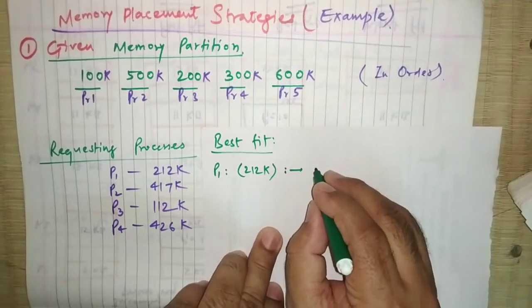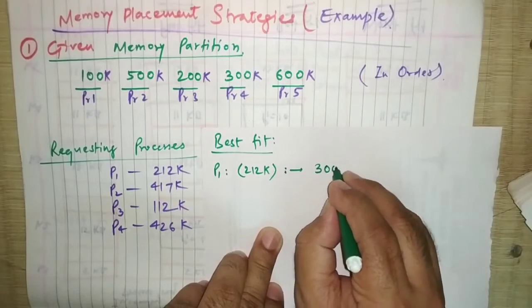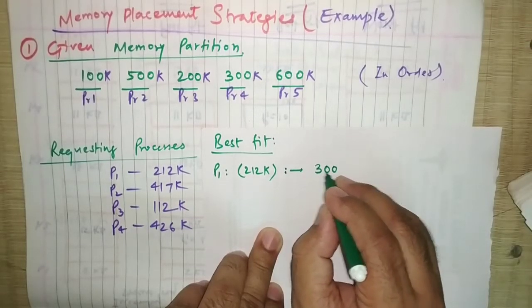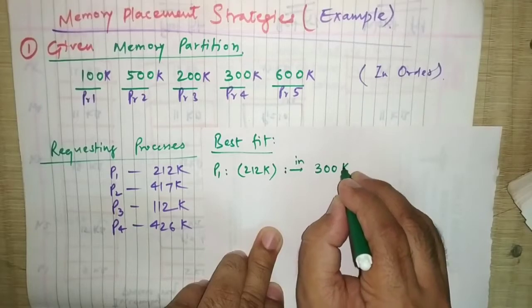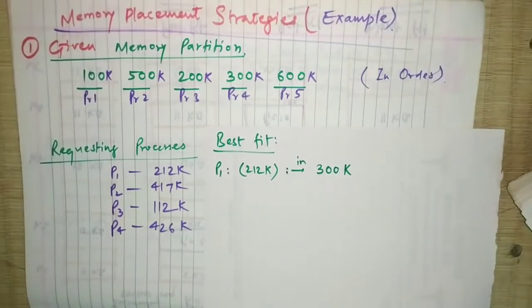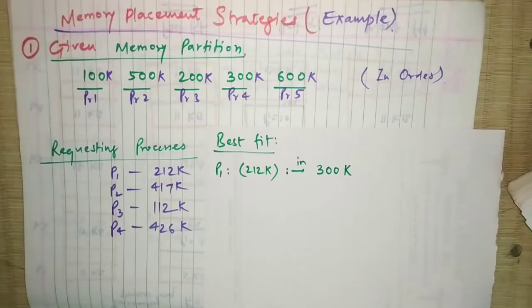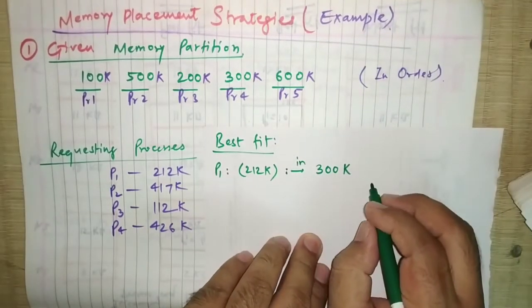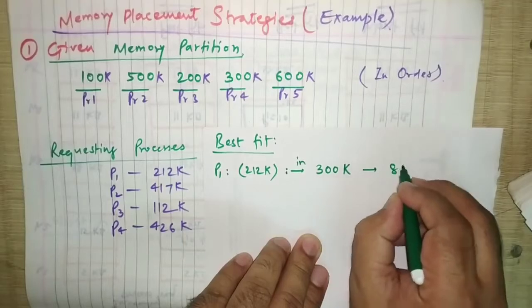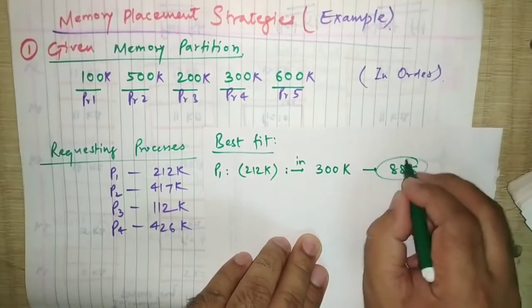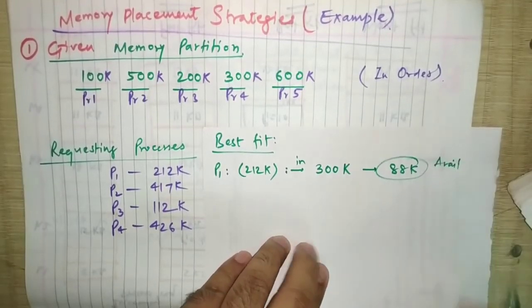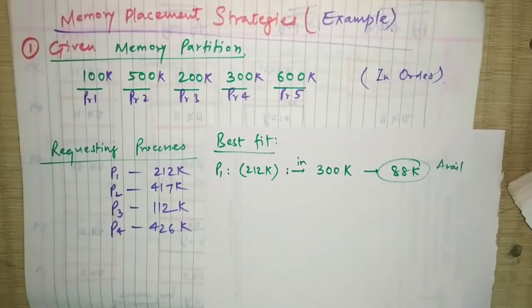It will take 300k. So 300 minus 212k, what will be the remainder? Around 88k. So 88k will remain. So P1 is done. Now we'll move to P2.